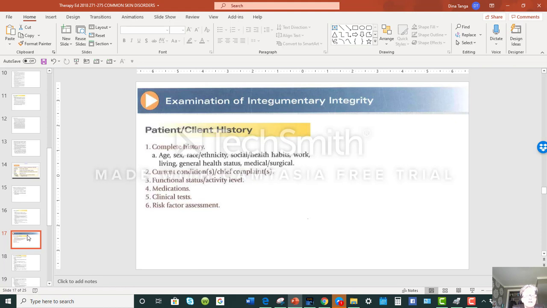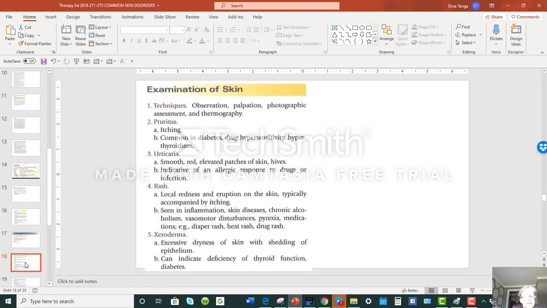Okay, patient-client history. Complete history: age, sex, race, social health habits, work, living, general health status, medical, surgical, full history. Current conditions, chief complaints. Functional status, activity level, medications, clinical tests, risk factor assessment. Techniques: observation, palpation, photographic assessment, and thermography.